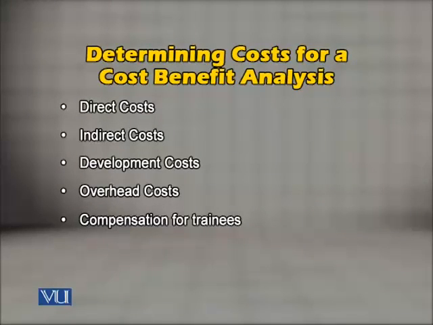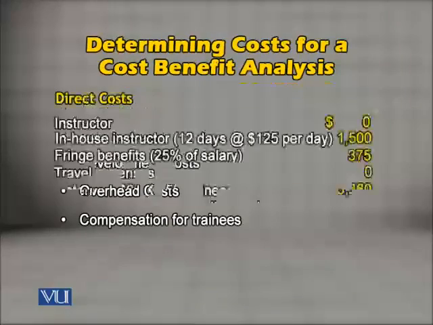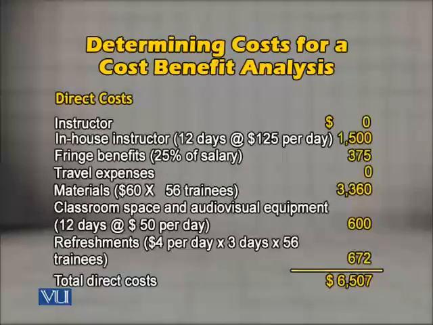You can see that there are 5 categories of costs: direct costs, indirect costs, development cost, overhead costs, and compensation of trainees. Direct costs में instructor की salary है, fringe benefits हैं, travel expenses हैं, materials हैं, classroom space and audiovisual equipment, and refreshment for each day. So these are the total direct costs, $6,507.